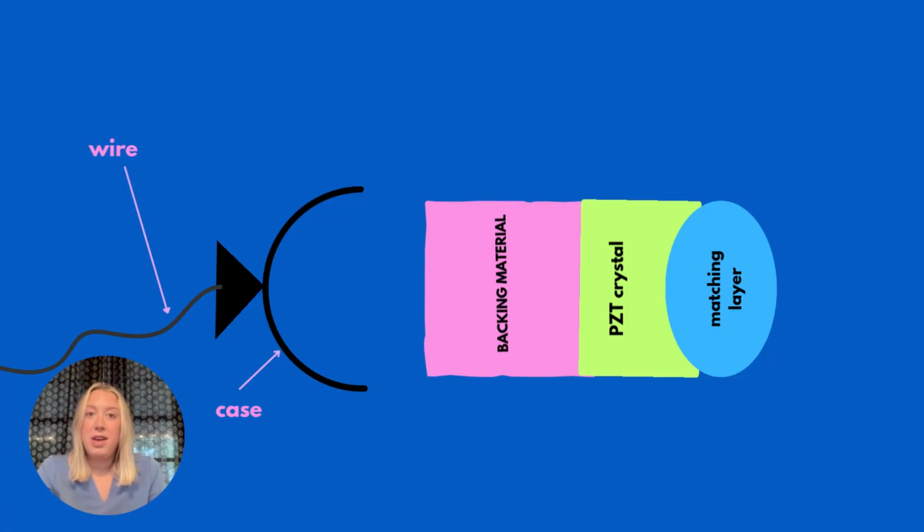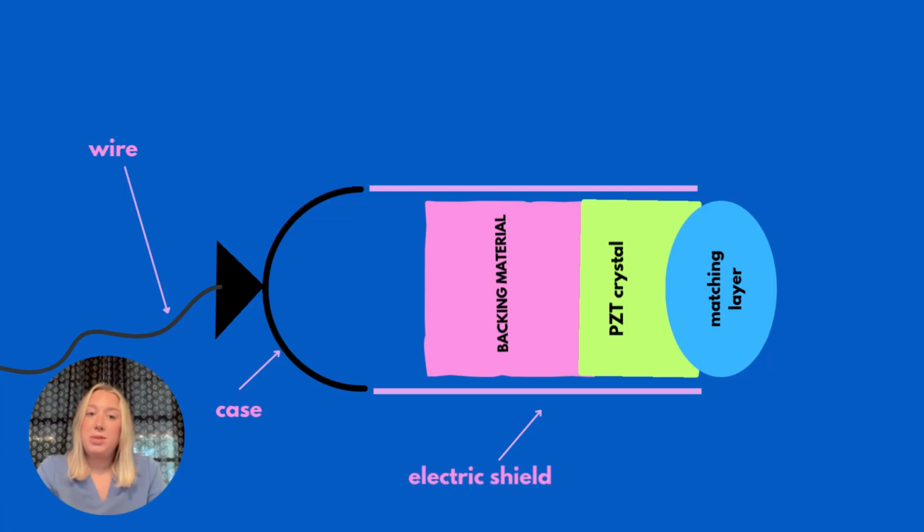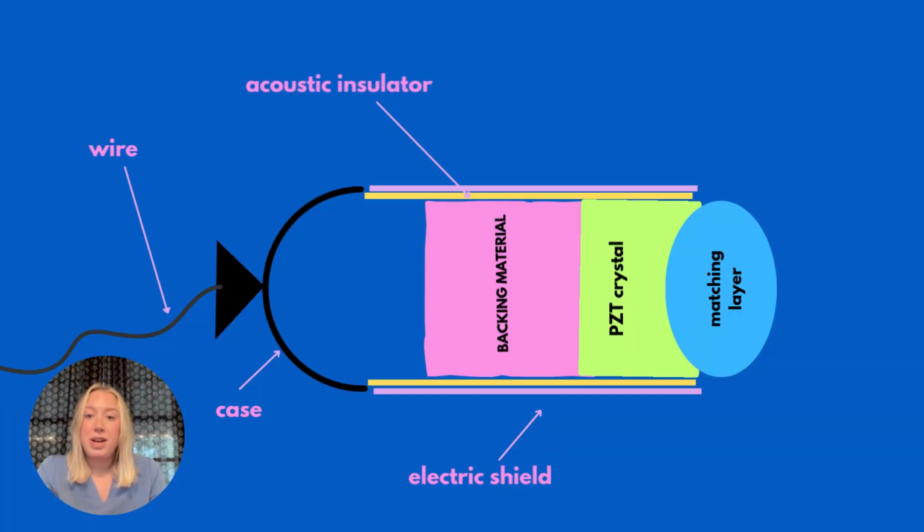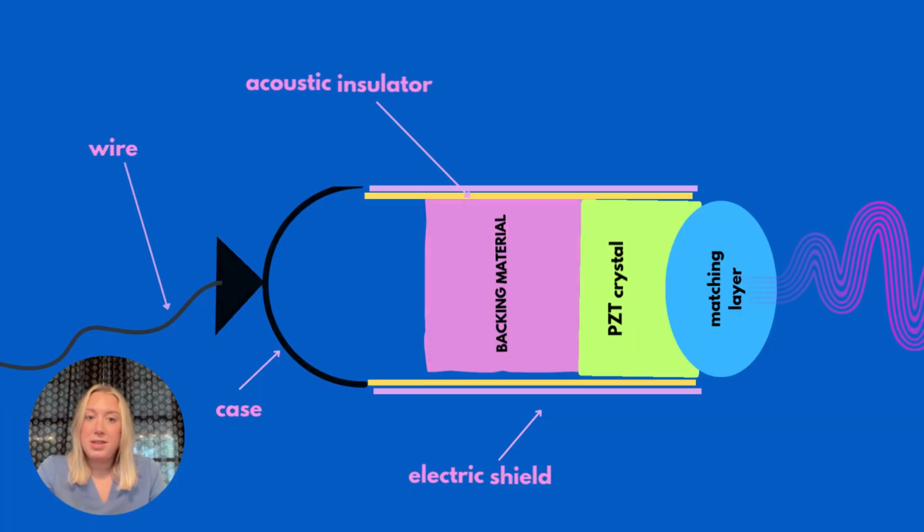There are many components of the transducer that allow it to function properly. First, we have the wire that carries the electric signals from the ultrasound system to the transducer. Then we have the casing that protects all the internal components of the transducer. Then we have the backing material, which reduces ringing and helps improve axial resolution. Then we have the PZT itself, or the active element. Then we have the matching layer that helps the transfer of sound into the body. Then we have the electric shield, which helps prevent electric noise in the transducer, and the acoustic insulator, which prevents further vibrating in the case.